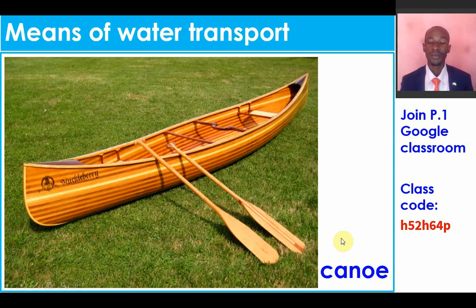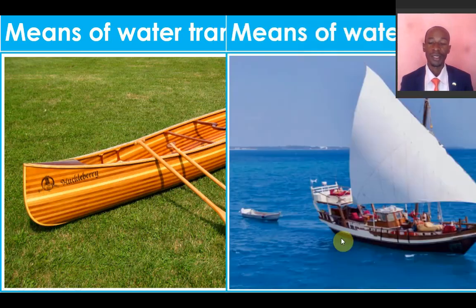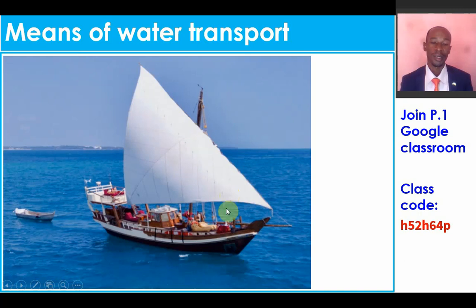Okay, let's move on. Next is this means of transport. How do we call this? You know, we have several means. Others we may not mention, but this one is a dhow. The word is dhow. So a dhow is like a ship, like a boat, but the difference is here. You see this white thing? How do we call it? It can be a piece of cloth, it can be a tarpaulin.